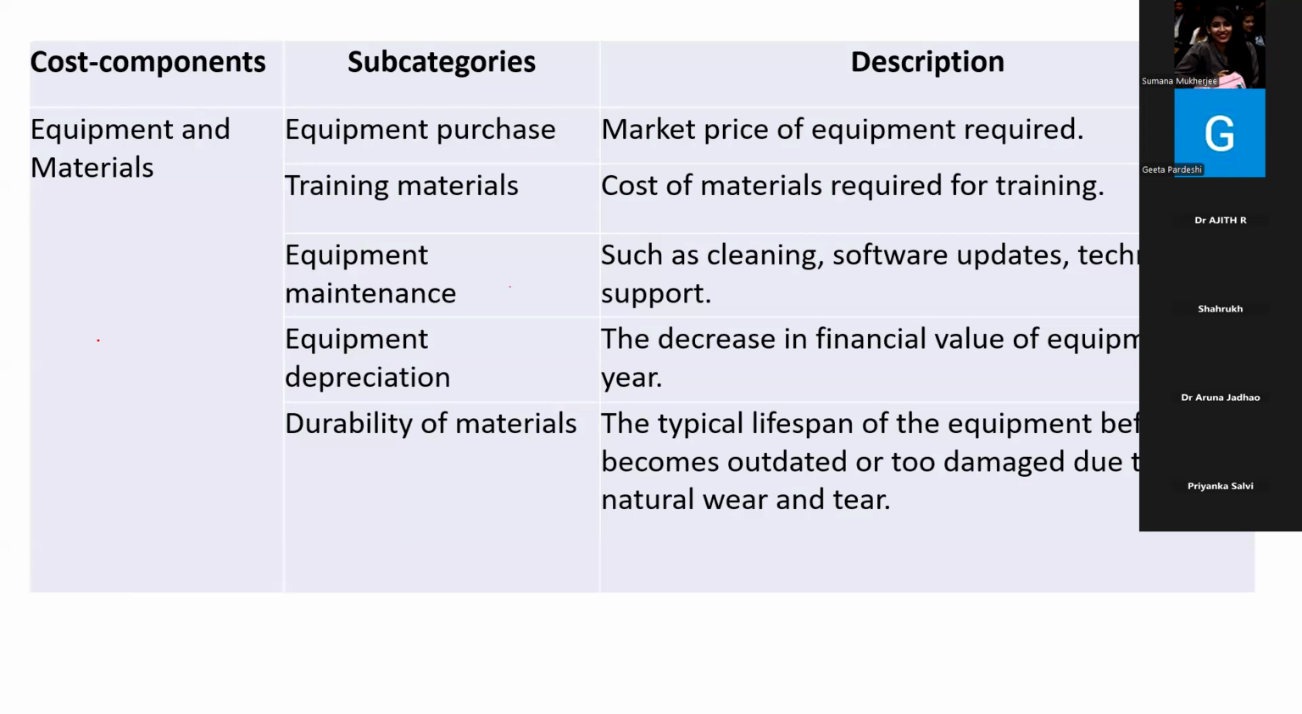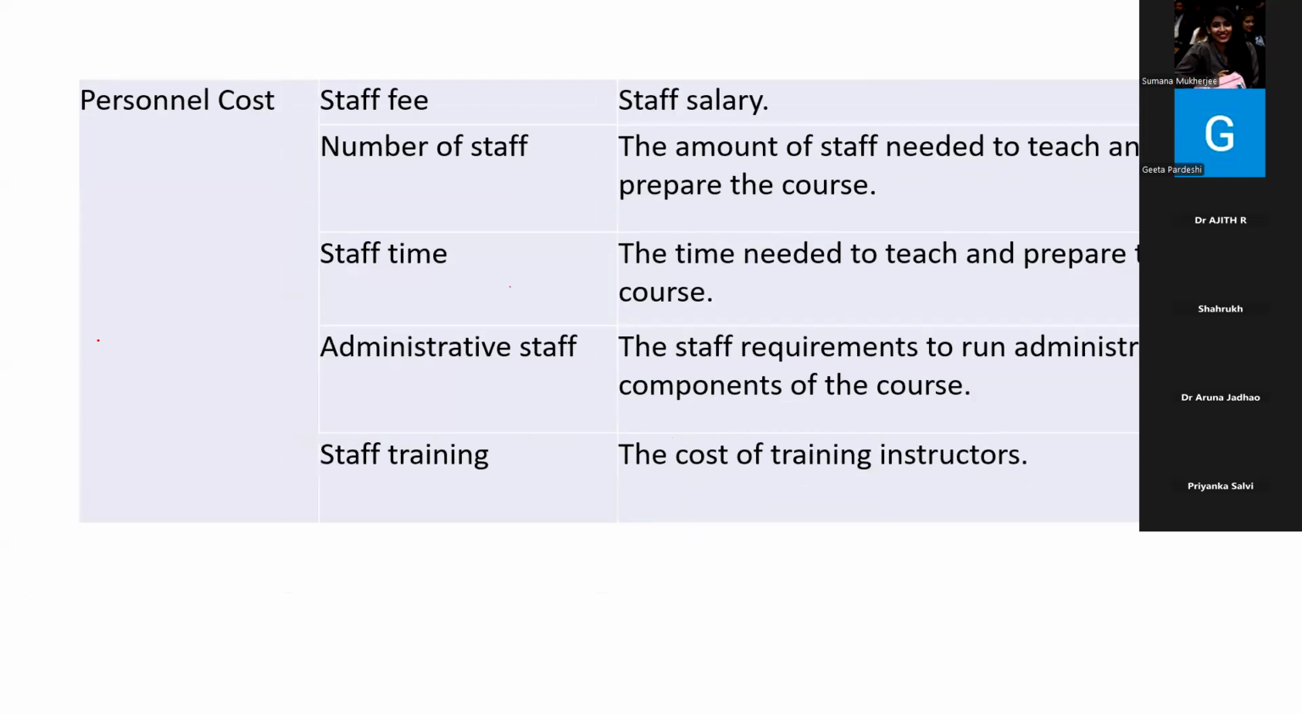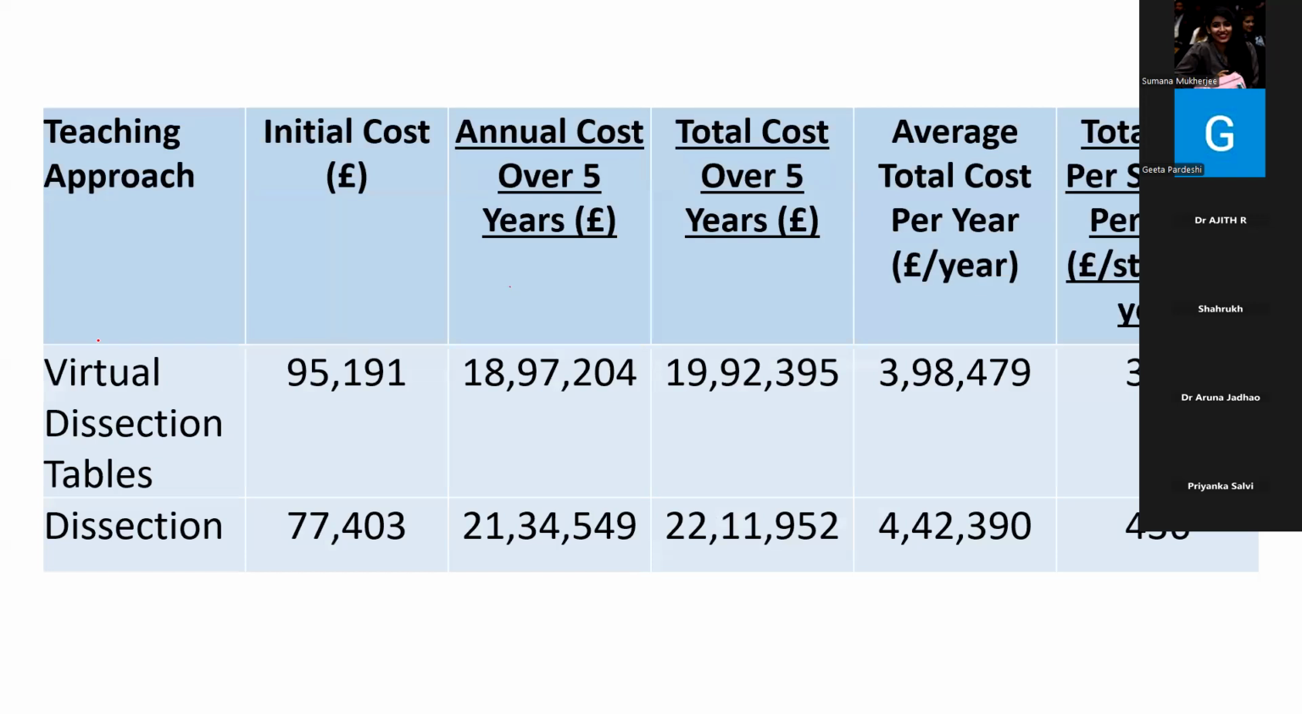So there was cost for equipment, for material, for its maintenance, the depreciation cost, the durability of the material, and the personnel cost in terms of the staff fee, number of staff, the staff time, administrative staff, staff training, all these components, the information of which is necessary for doing a cost effectiveness analysis. And then they found out that for the virtual dissection, the total cost per student per year was 393 pounds. And for the cadaveric dissection, it was 436 pounds.